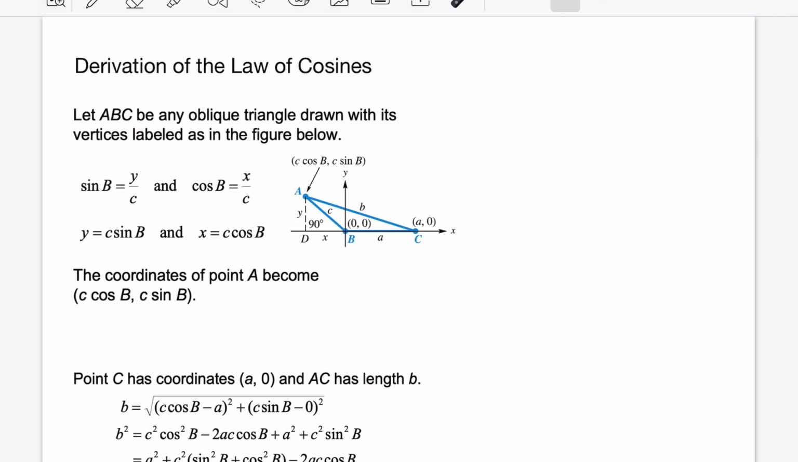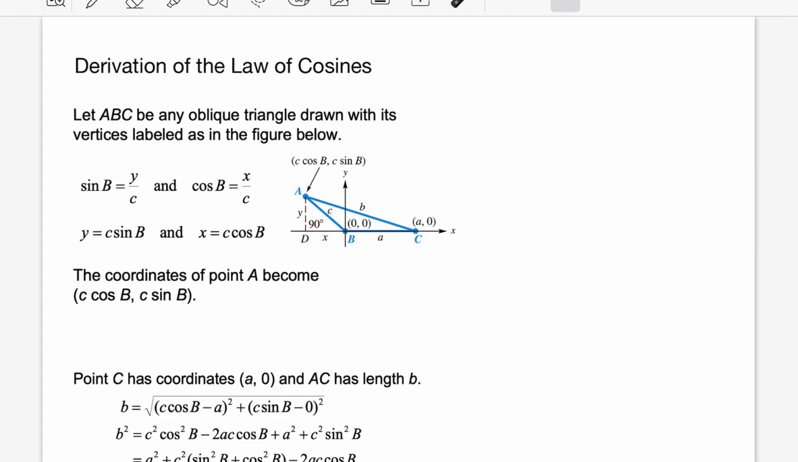If we have an oblique triangle ABC here, and we draw a perpendicular line to this line segment BC, notice that we form a right triangle ADB. In this right triangle, our hypotenuse is going to be c. If we wanted to find the sine of this angle B, this would be our opposite side y over our hypotenuse c. Similarly, if we take the cosine of this angle B, this would be our adjacent side x over our hypotenuse c.